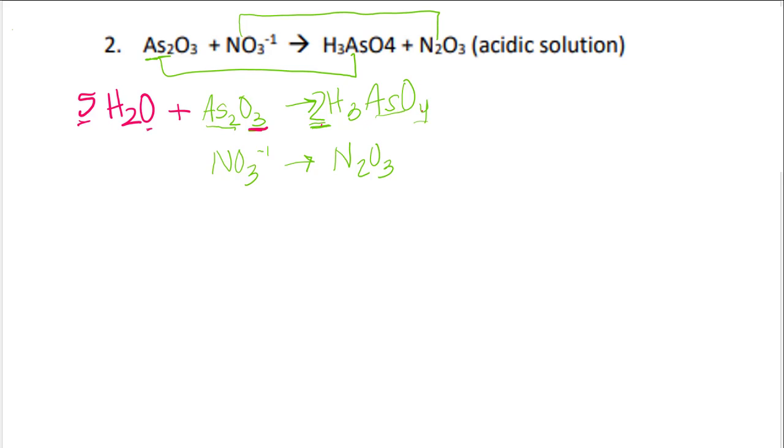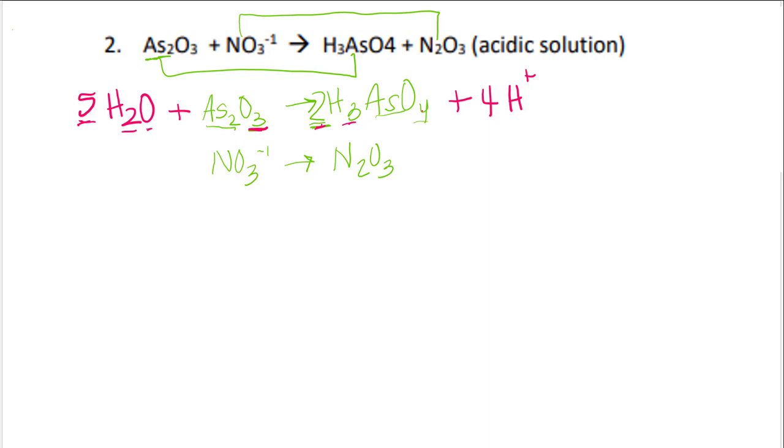Now I need to balance my hydrogens. On the left, I have 5 times 2. I have 10 hydrogens on the left. On the right, I have 3 times 2. I have 6 hydrogens. So I need 4 more H pluses.